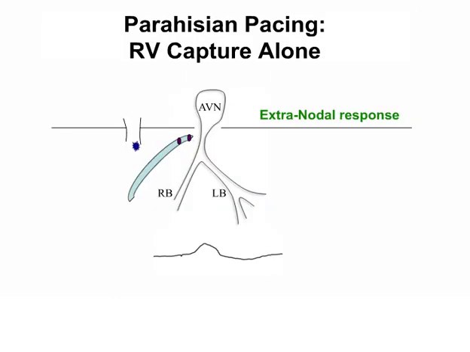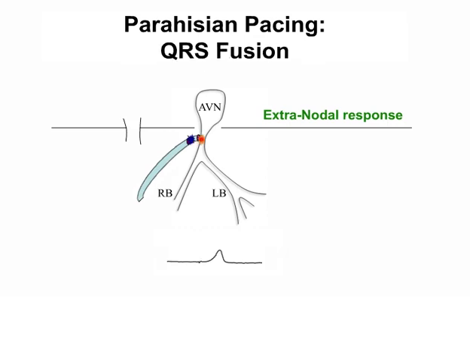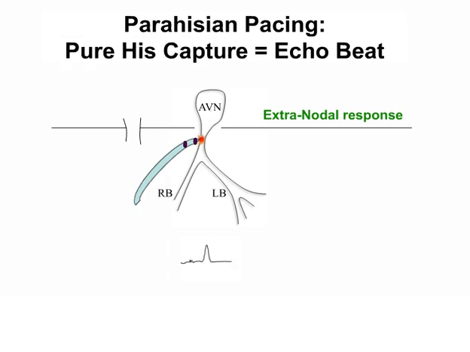In the next slide, we see an example of why that is. Straight route from RV capture through the pathway. And again, whether you captured the His bundle or not didn't really matter. It just went straight from the RV capture portion. But if you capture the His bundle alone, it's got to come all the way down the His Purkinje through the ventricle and back up. So it will change that time. And often you won't even see an echo in that case.